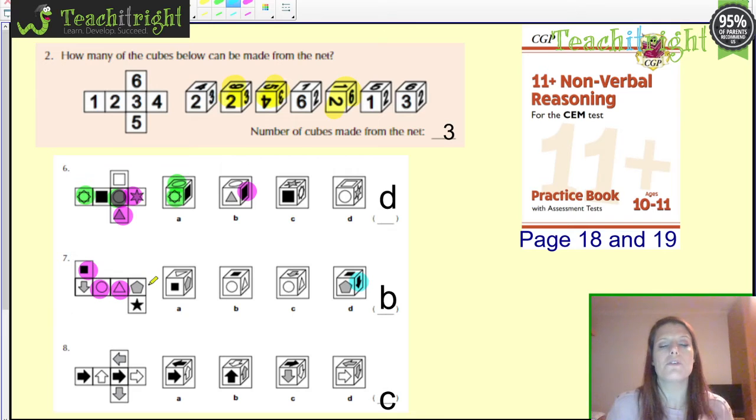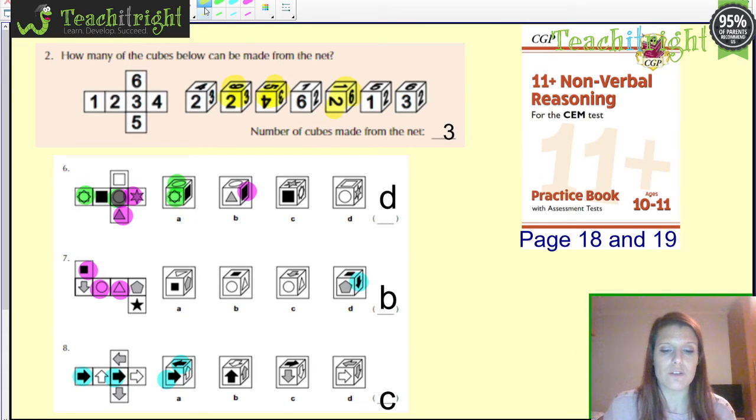So for 7, we've got eliminations because of positioning and because of an alien shape. For 6, we had eliminations because of positioning and opposite faces. And number 8, this looks like it could be a little bit more complex. We've got 2 black arrows, 2 white arrows, and 2 grey arrows, all pointing in different directions. The answer is C. C is the correct cube that can be made from the net. Option A is ruled out because it's those opposite faces again. These 2 black ones should be pairs.